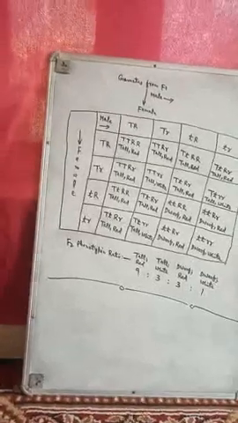This is represented here diagrammatically. Now we will make the table. You can see the table, these 16 combinations, how these 16 combinations are formed.